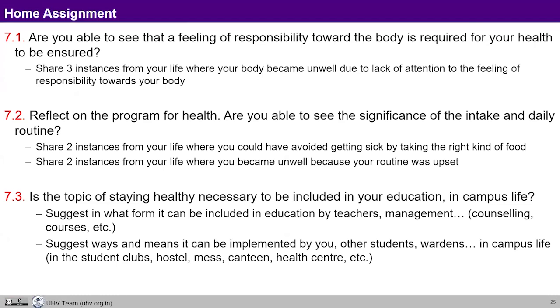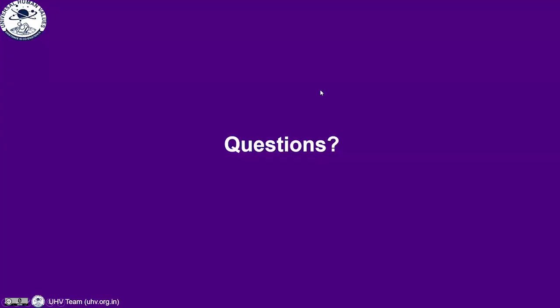Are you able to see that the feeling of responsibility toward the body is required for your health to be ensured? To reflect on the program for health, are you able to see the significance of the intake and daily routine? Is the topic of staying healthy necessary to be included in your education in campus life or not? And then we can ask them to share some ways and give some suggestions. So this was there in the 7th session.